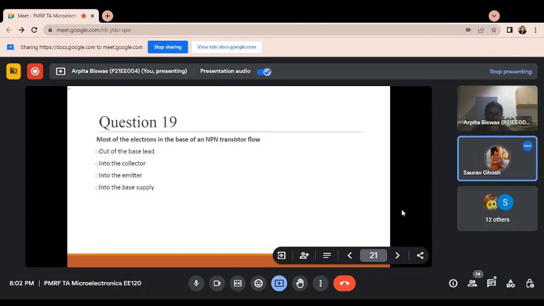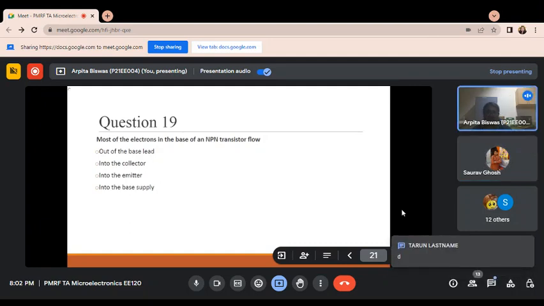Out of the base lead. Because in the case of the NPN transistor, the emitter base junction is forward biased. So that means the base is given a positive supply. In the base, which is p-type, the electrons have minority concentration. So the electrons should be thrown out of the base towards the positive supply, not towards the emitter. Okay, not towards the emitter.